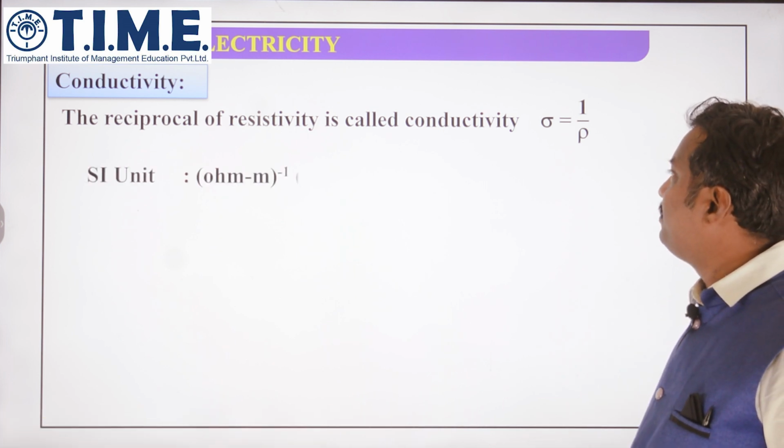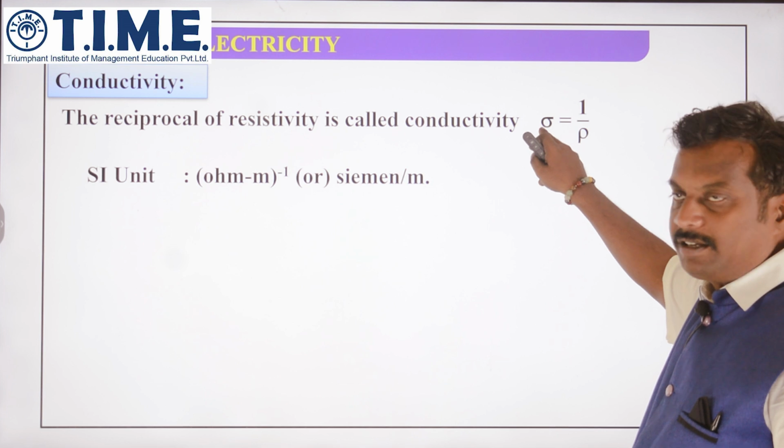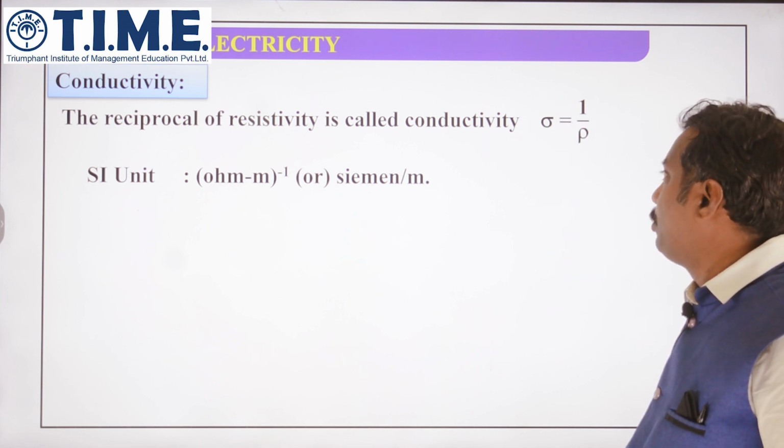The reciprocal of resistivity is called conductivity. The symbol for conductivity is sigma. Sigma is equal to 1 by rho.